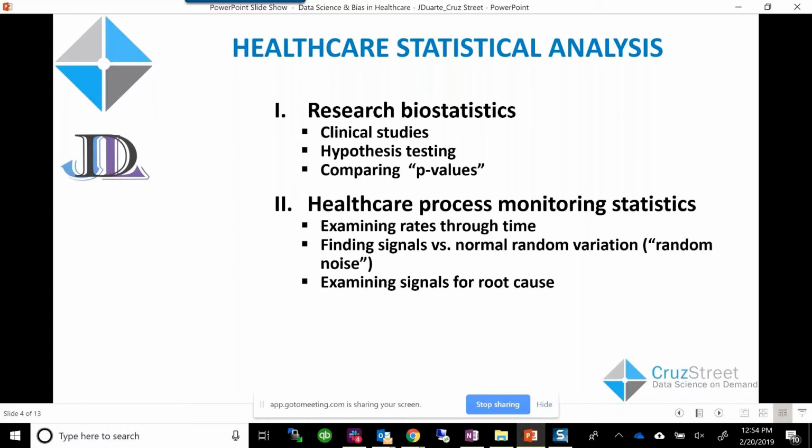If you're sitting in an operating room, you know that people are watching monitors for the patient, and they're looking for signals of any changes in the patient's condition. We can do the same thing for processes in systems, and I'm going to give you a few examples of where bias can come into a process when we do that, and then being able to look at those signals for root cause. We'll see this on the next slide. I'll give you a couple of examples.